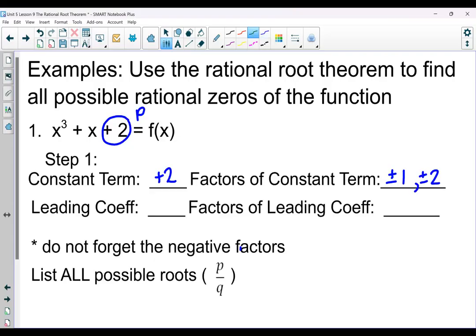The leading coefficient of this is 1. There's a hidden 1 in front of here. Remember that. That's our Q. Again, it's positive 1, but because of that plus or minus, it really doesn't matter what we write there. We know that the factors of 1 are 1. 1 times 1 is 1. There's no other way to get there unless you count negative 1 times negative 1, but we accounted for that in our plus or minus.